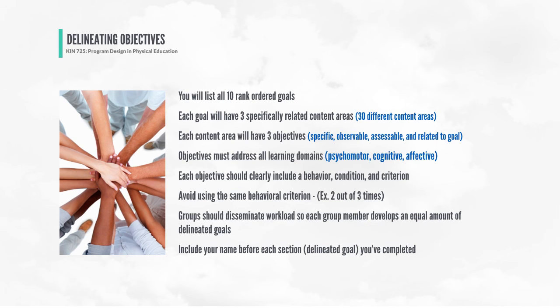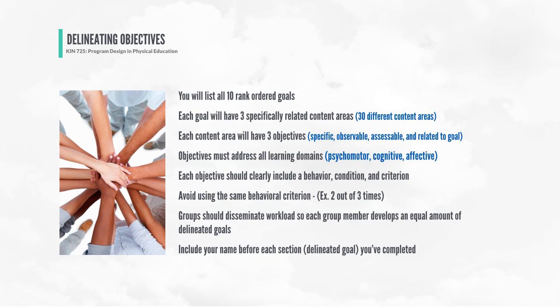You're more likely to use something like that 2 out of 3 times, 4 out of 5 times as your criterion. But I don't want to see that over and over and over again, because that means that you're not really thinking through this process and not really coming up with a creative criterion that students are being challenged with. So think of something realistic. Don't continually use an example like that.